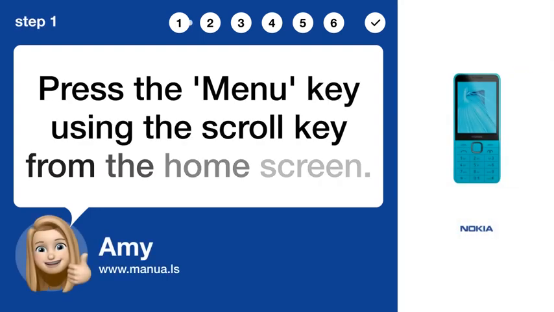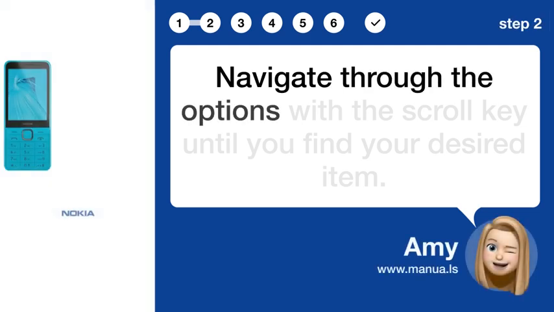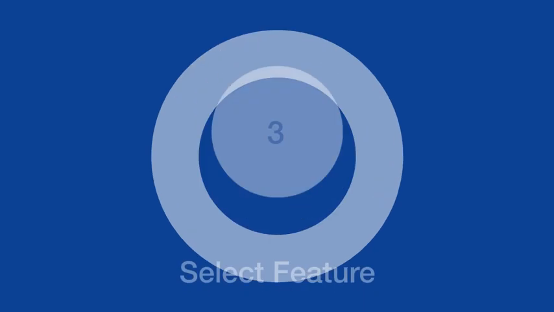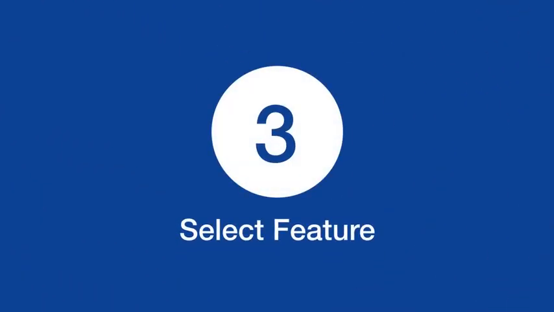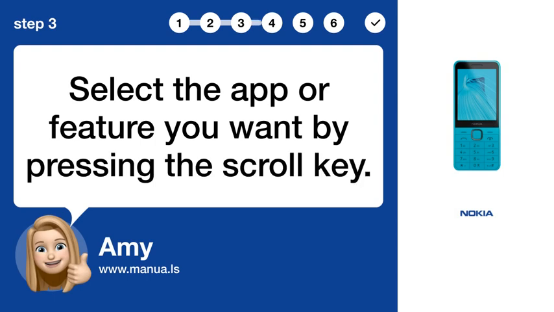Press the menu key using the scroll key from the home screen. Step 2. Navigate Options. Navigate through the options with the scroll key until you find your desired item. Step 3. Select Feature. Select the app or feature you want by pressing the scroll key.